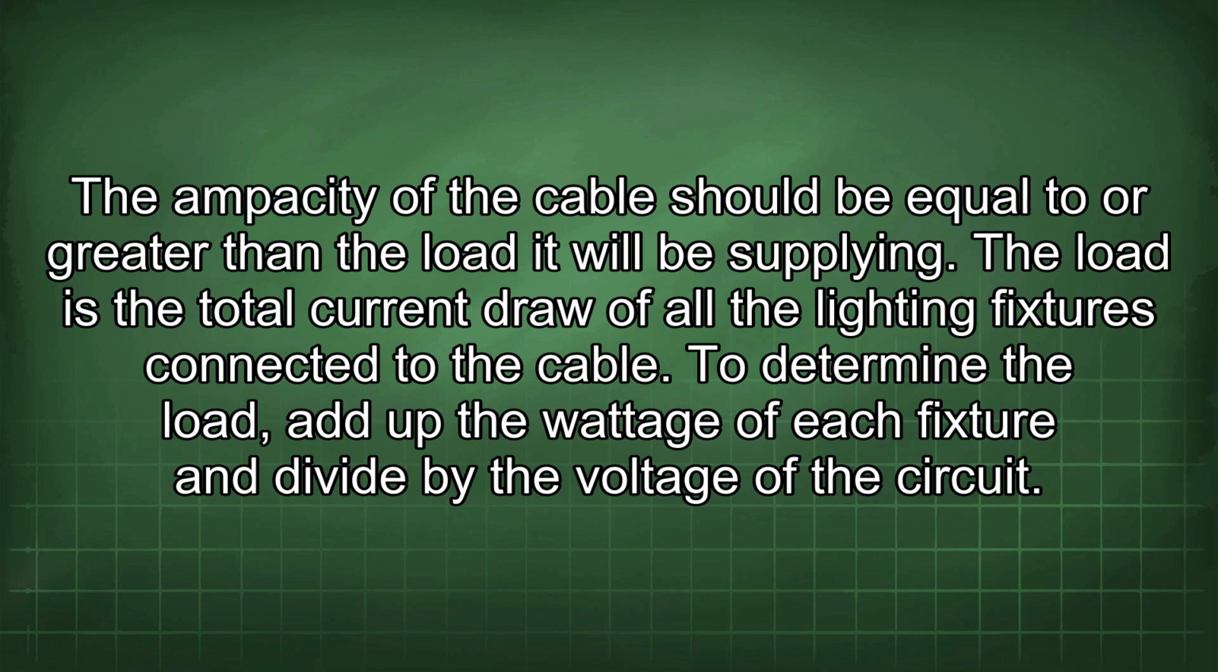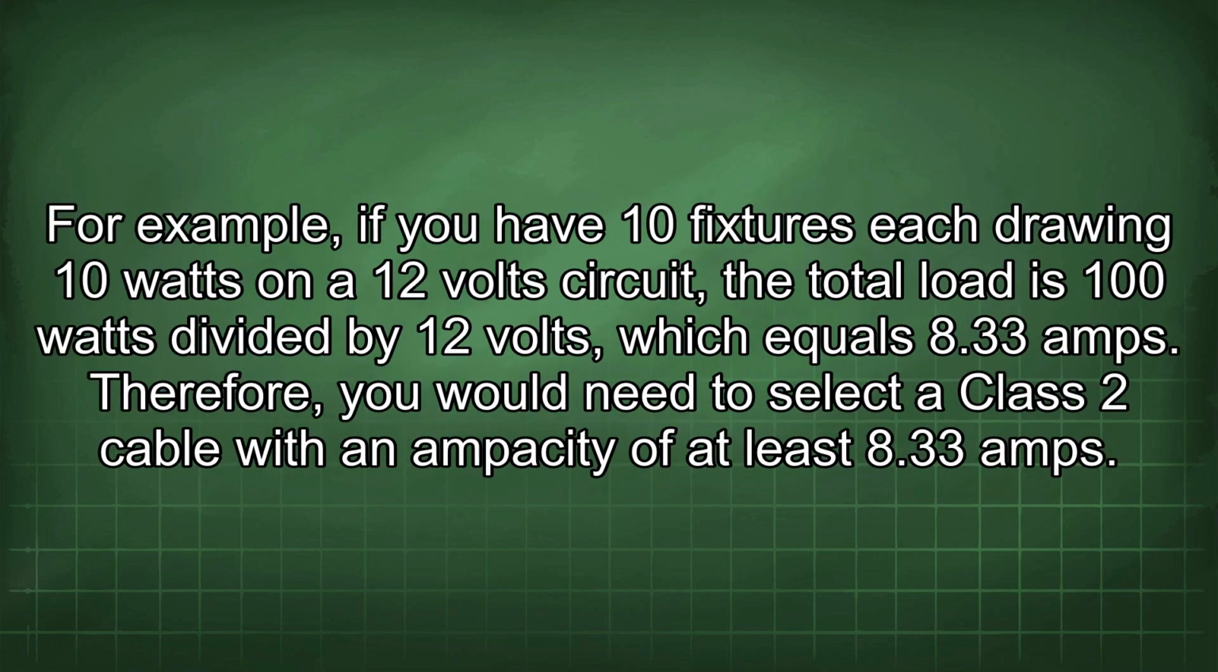To determine the load, add up the wattage of each fixture and divide by the voltage of the circuit. For example, if you have 10 fixtures each drawing 10 watts on a 12-volt circuit, the total load is 100 watts divided by 12 volts, which equals 8.33 amps. Therefore, you would need to select a Class 2 cable with an ampacity of at least 8.33 amps.